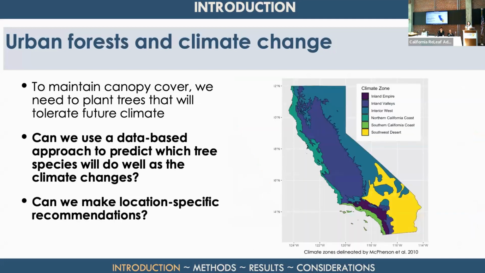And we also wanted to do this on a location-specific basis. So can we actually make location-specific recommendations for climate-adapted species? So for example, a species that might be suitable for planting in Northern California as the climate changes in the future might not be suitable for places like the desert. So we really wanted to do this analysis across broad-scale climate zones in California. And so those are the 6 climate zones shown on the map that we were interested in assessing species suitability for.